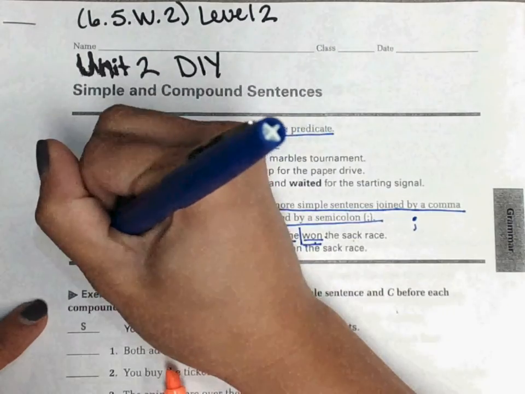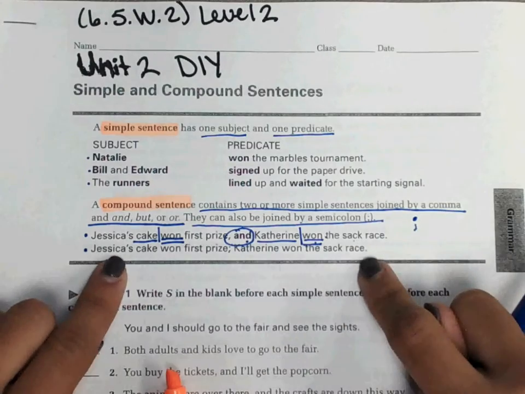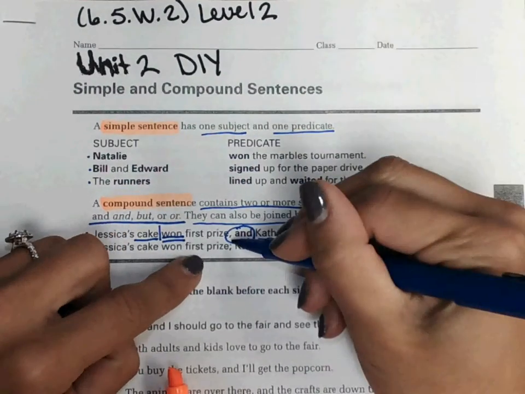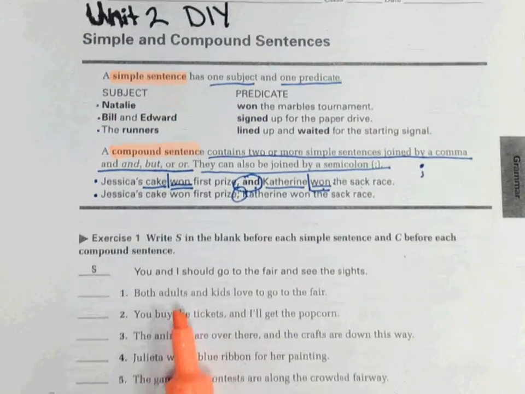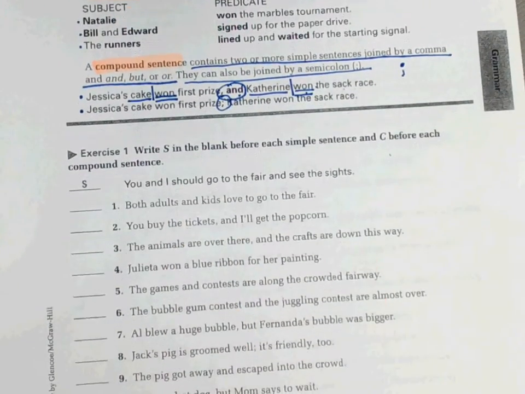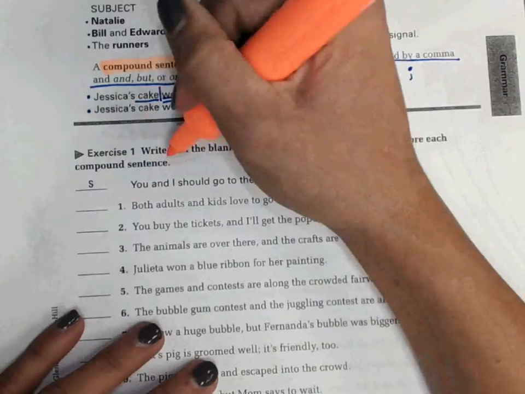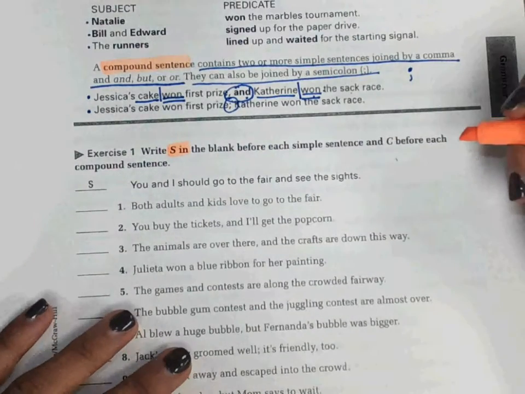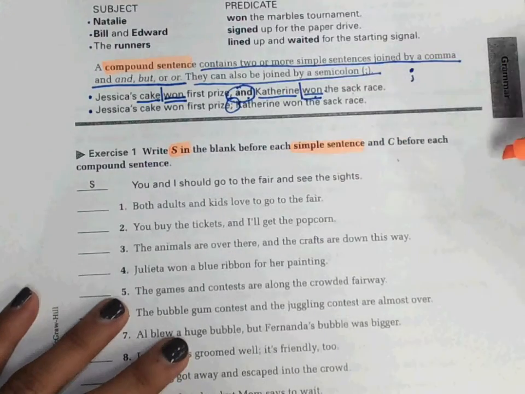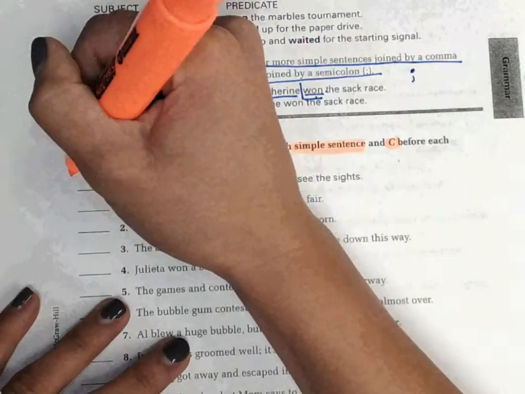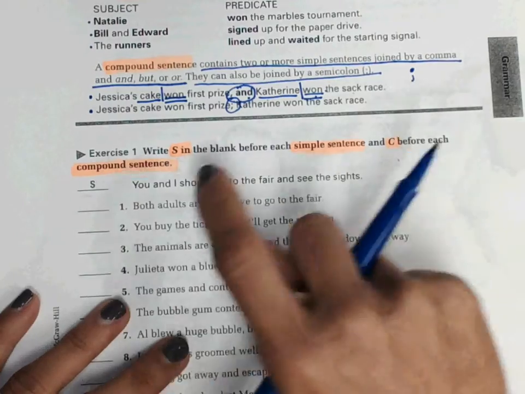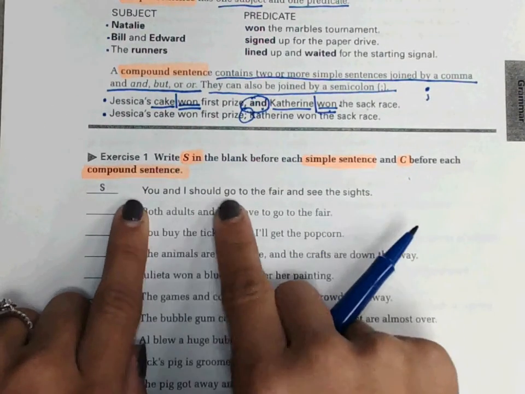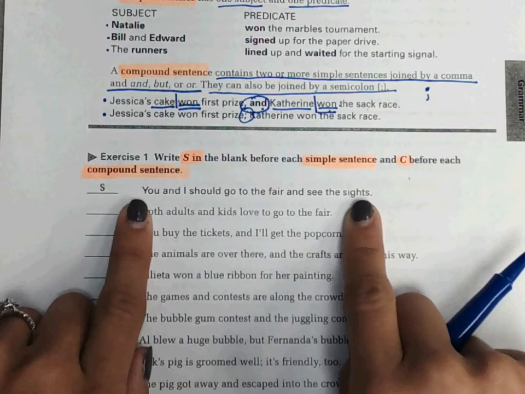If we look at our second example, it's the exact same compound sentence, but instead of putting comma and, they used a semicolon. Both are correct. So let's look at exercise 1. Our directions say write S in the blank before each simple sentence and C before each compound sentence. Let's look at our example. Our example says, you and I should go to the fair and see the sights.